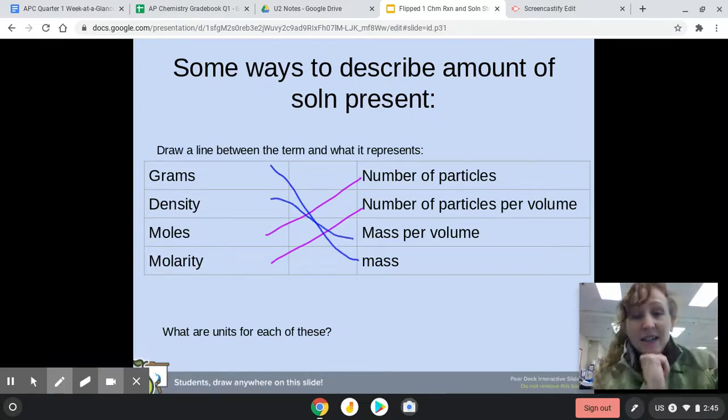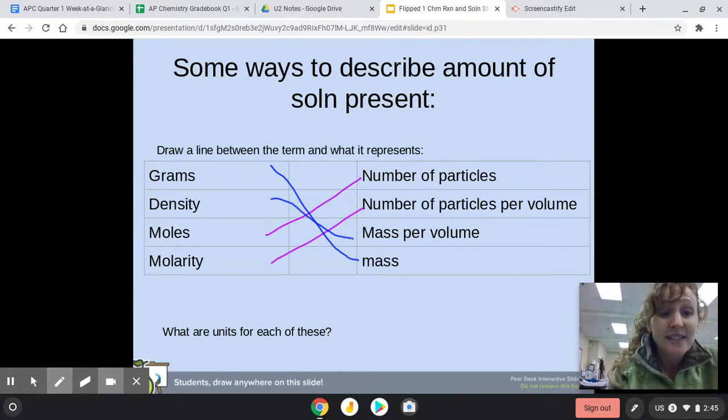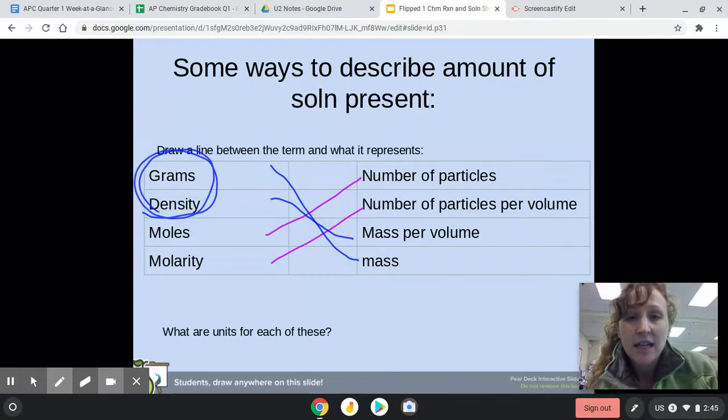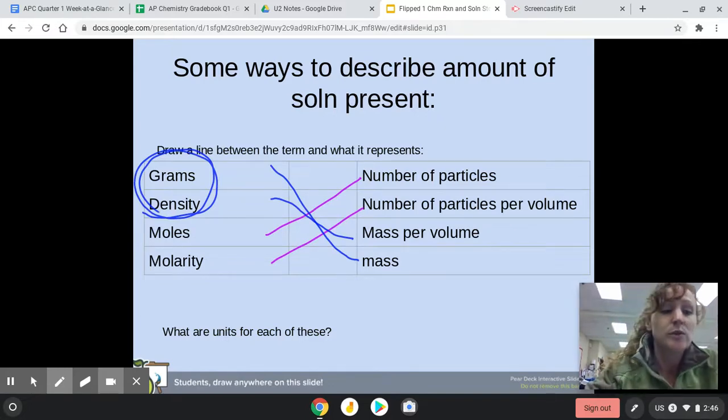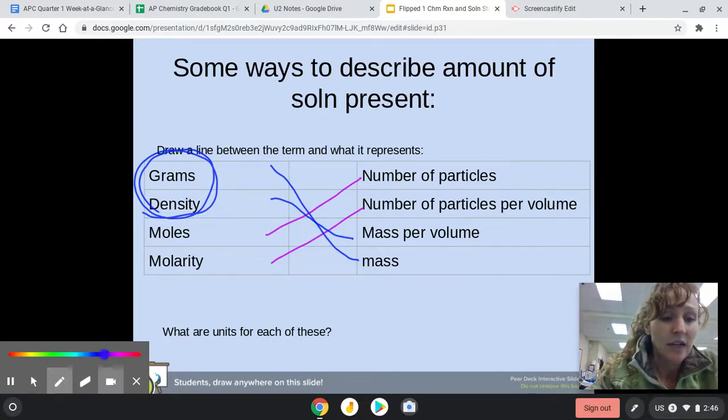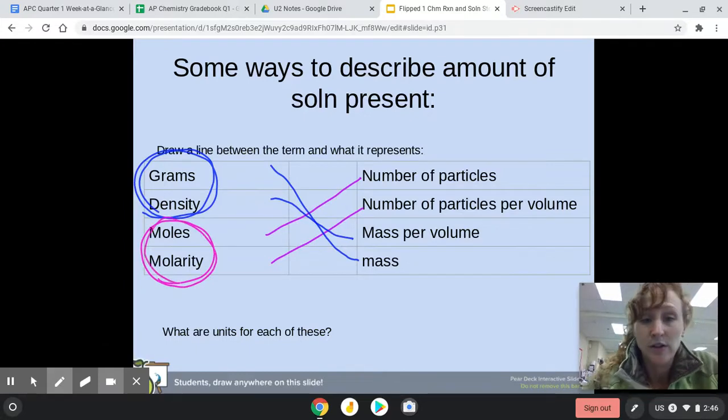Now, like I said in class, you're going to end up using grams and density if it's more convenient for you to measure your reactants and products on a scale. If you're going to measure out the amount of matter in mass, then you're going to want to use grams and density. If it's more convenient for you to talk about the number of particles, then you're going to use moles and molarity.